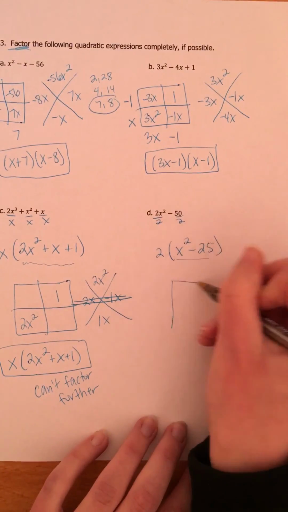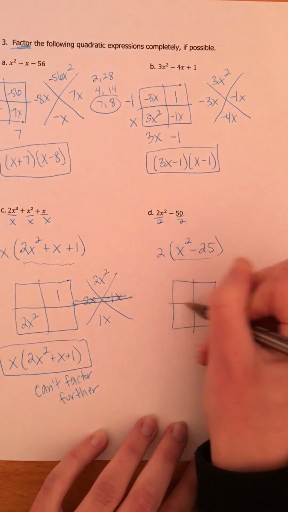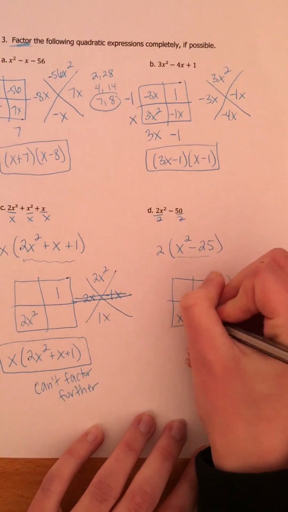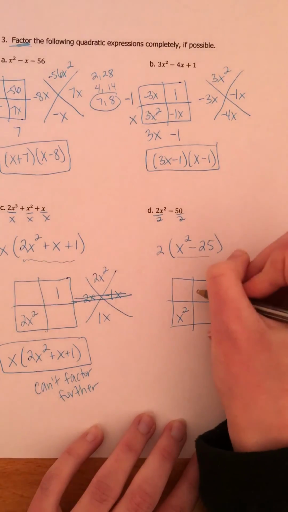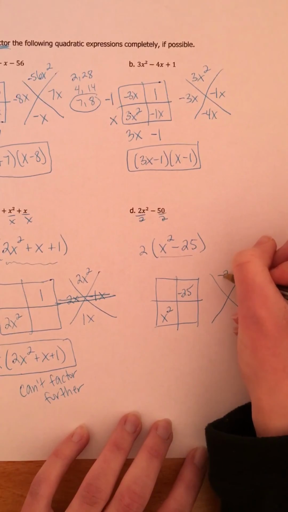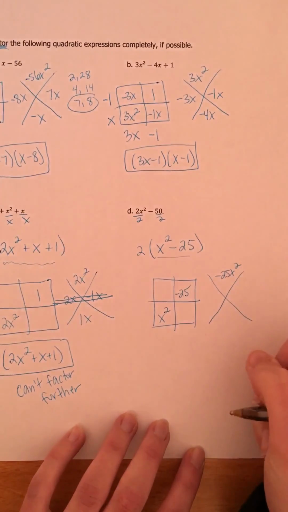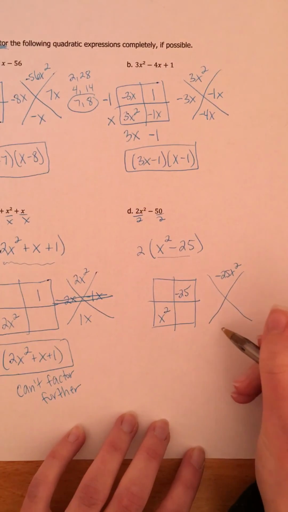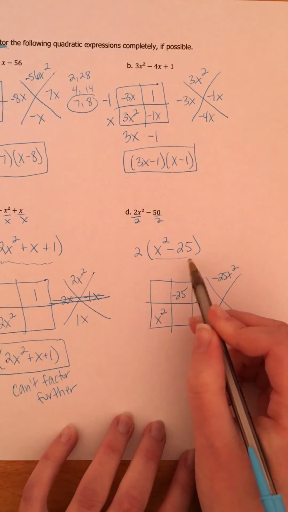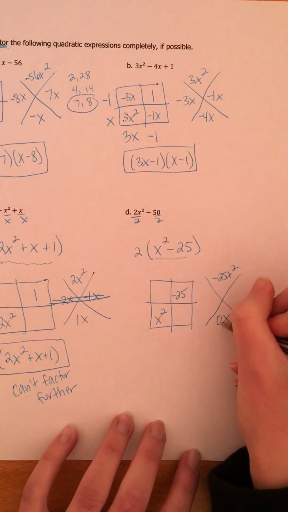If you don't know that, we're just going to do the rectangle and diamond again. Same process. X squared, bottom left, the constant term, minus 25 in the top right, and I multiply those to get negative 25x squared. Now the number down here is the regular x term. Now I don't have any regular x's here, so I'm going to write 0x.